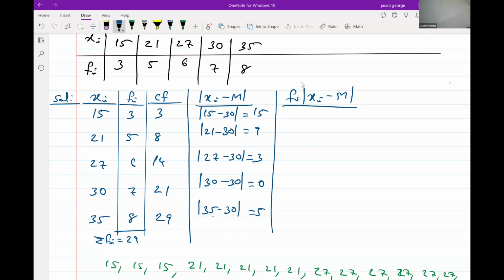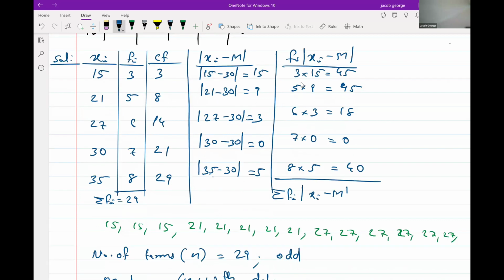Fi is 3. So 3 into 15, 45. Then 5 into 9, again 45. Then 6 into 3, 18. 7 into 0, it is 0. 8 into 5 is 40. Then you will add this, sigma fi into modulus xi minus M. What is the sum? 148. We write this calculation, 148.